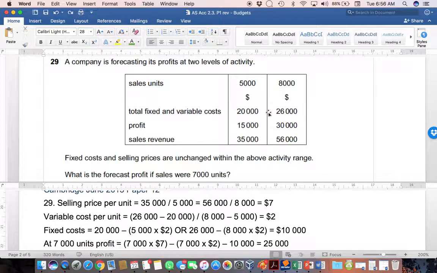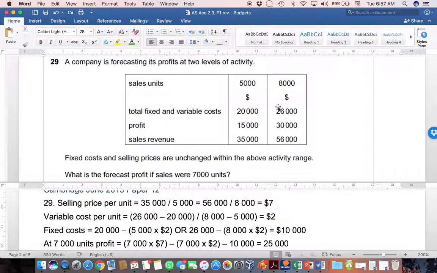Remember I said that we could see that there was a difference here of 6,000. So I'm going to calculate my variance there, or the difference between the two different quantities. My difference there is going to be 6,000 divided by, in other words, that 6,000 is relating to the extra 3,000 units that were produced, the difference between the two sales units amounts. And that then tells me that my individual variable cost per unit is going to be $2. So you can then see that there's actually a contribution margin here of $5 per unit.